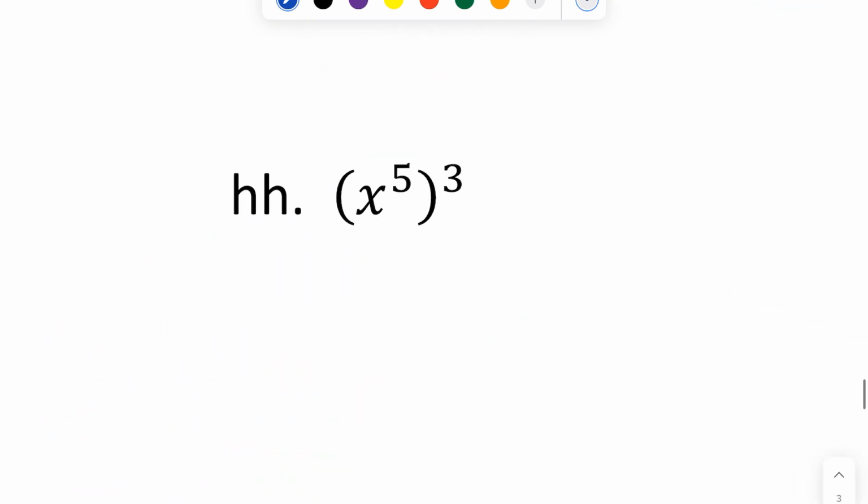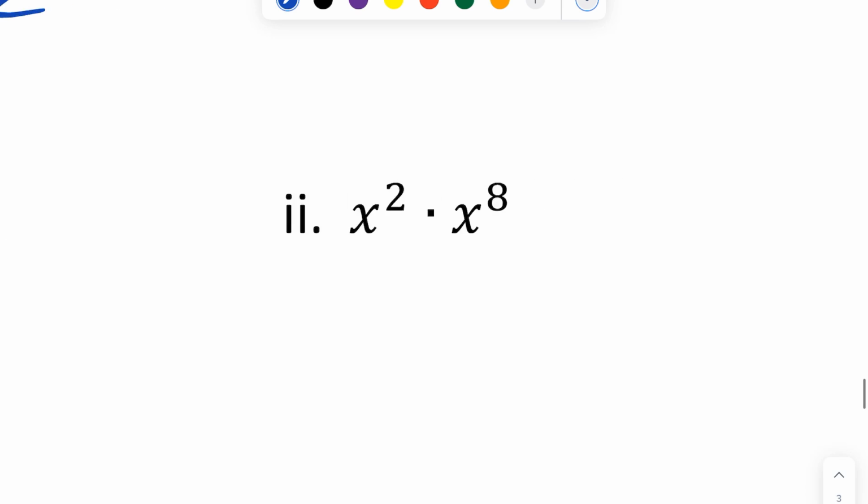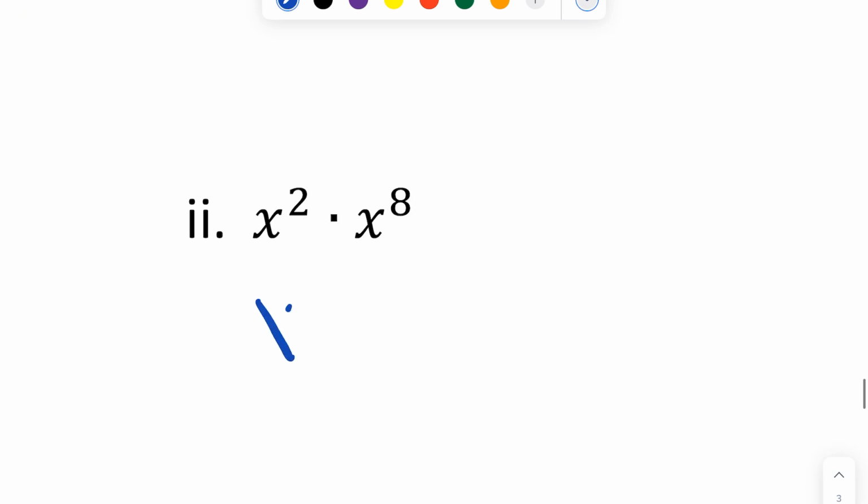Next one. Again, power to a power. So I would multiply my exponents. This is not power to a power. It has the same base. There it is multiplication right here. So I would add my exponents. So I get x to the 10th.